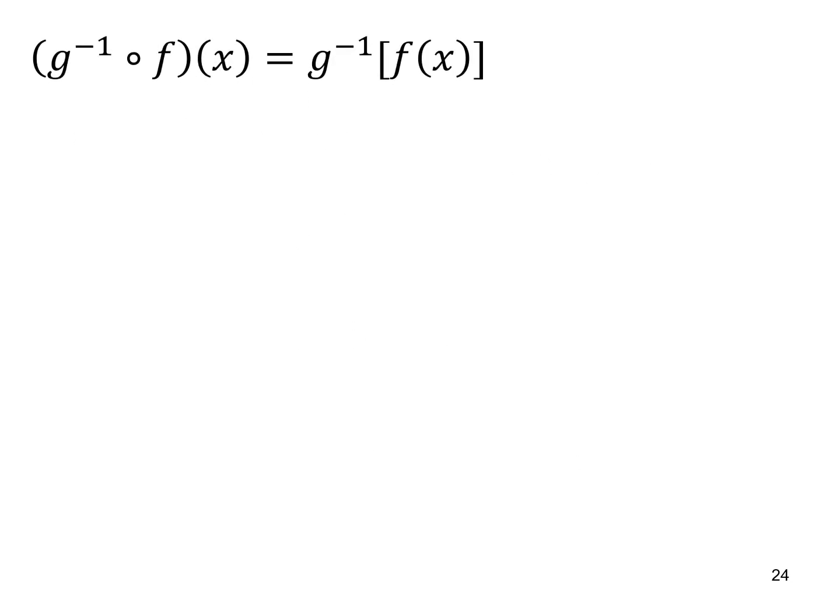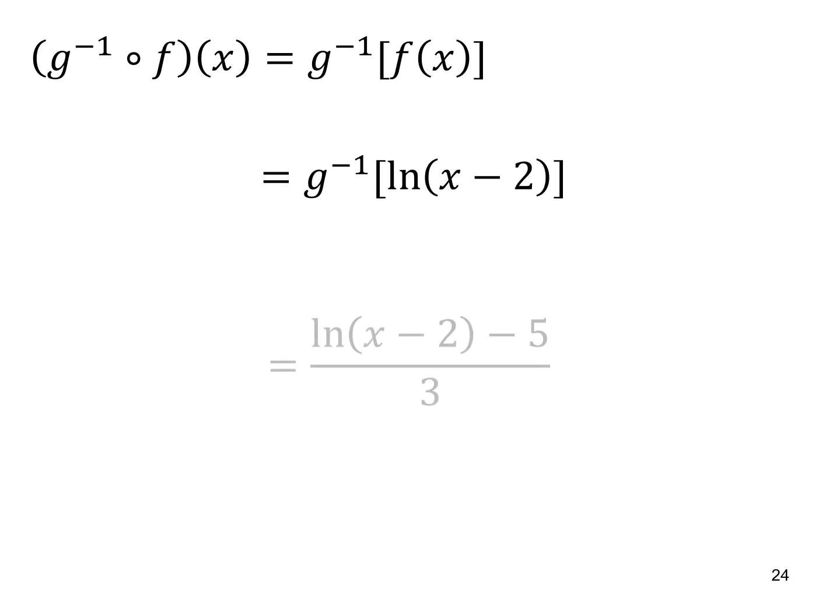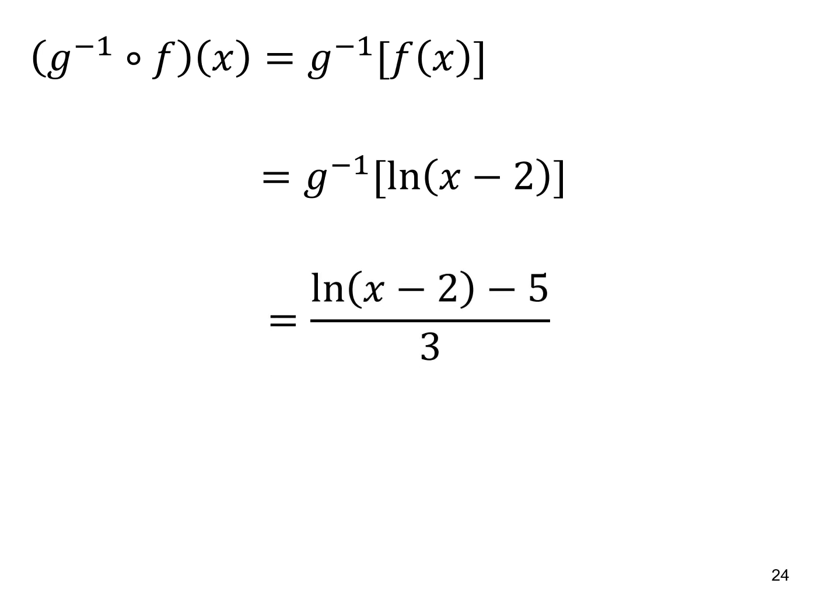Alright, so now to solve g inverse of f, we put f inside g inverse. Our f is a log function, ln of x minus 2, and then you put it into the function g inverse. So you have ln(x minus 2) minus 5, all over 3. This can be written as 1 over 3 ln(x minus 2) minus 5 over 3.